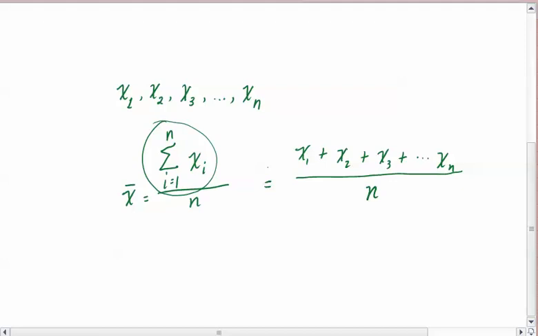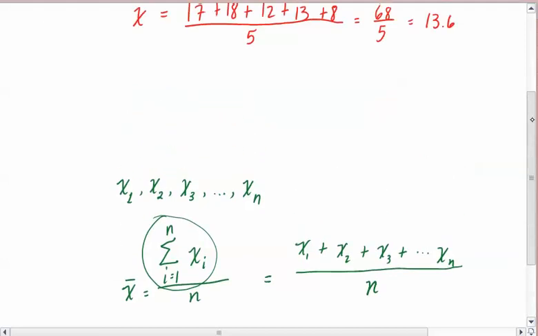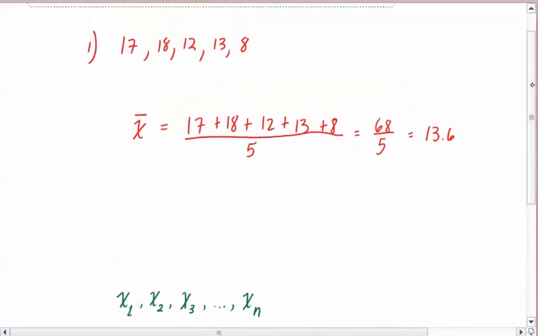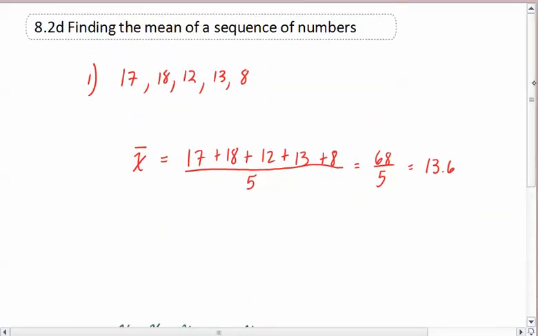So you can see that this is actually getting an arithmetic mean. Okay? So that's all I really wanted to talk about in this video on finding the mean of a sequence of numbers, just showing you how that's connected to what we are doing with sigma notation.